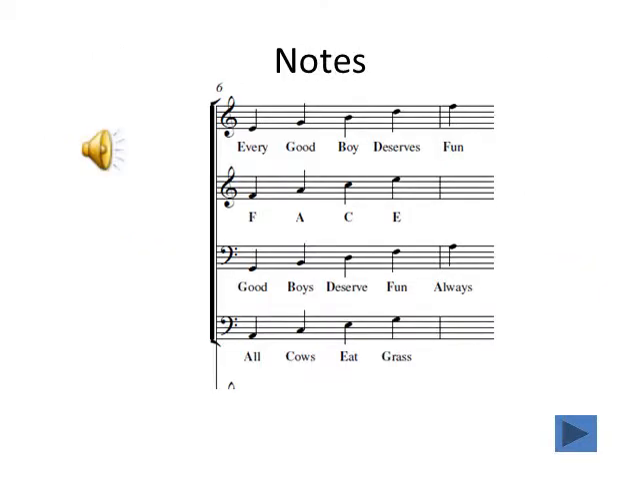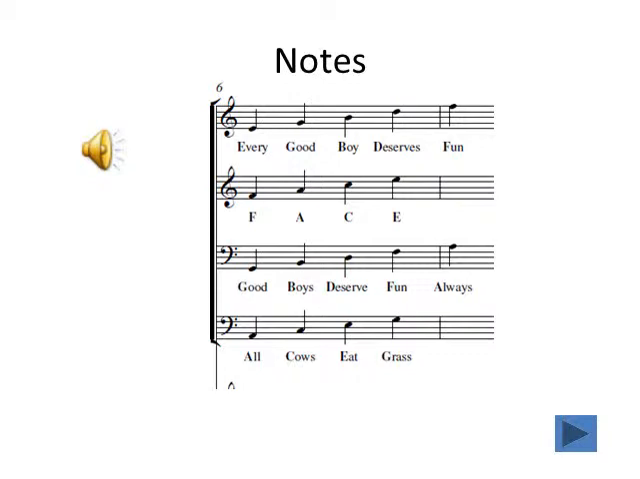I think that every child learning to read music learns these tricks for learning the notes on the staff. They might help you as well. On the treble staff, if we look at just the lines, starting at the bottom, there's an E, G, B, D, and F. Every good boy deserves fun. The spaces spell out the word face.